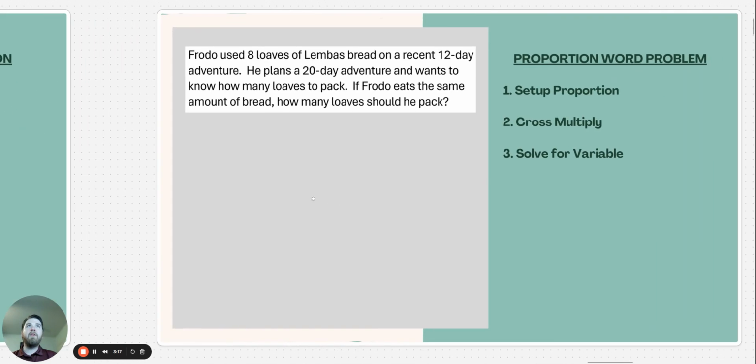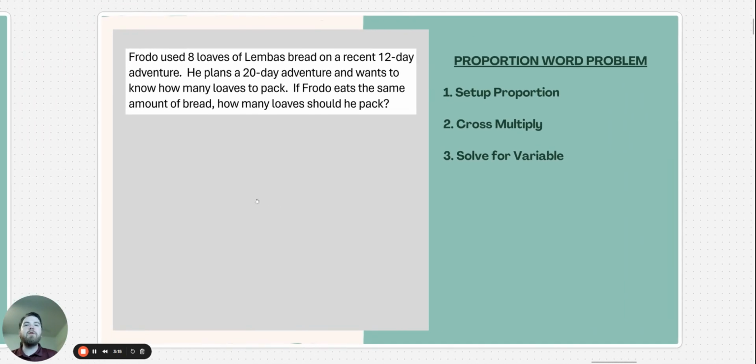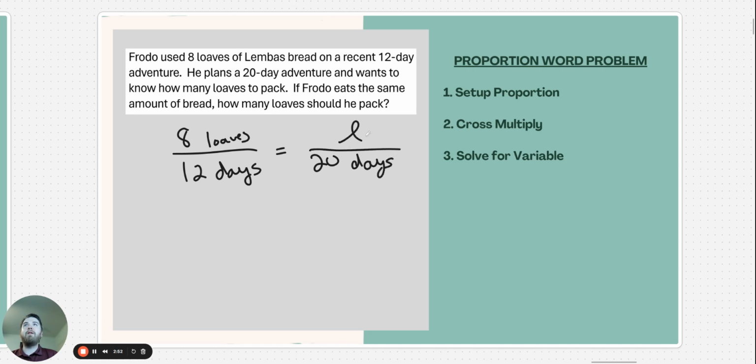All right, this in a real-world setting. Frodo used 8 loaves of lembas bread when he was on a 12-day journey. If he plans a 20-day journey, how many loaves of bread should he pack if he eats the same amount? So that's essentially what this is saying here. So we're going to set our proportion up. We're going to say 8 loaves is going to be for 12 days. And so he's planning on going on a 20-day journey here, or 20-day adventure. So how many loaves of bread? I'm going to say that my variable is just going to be L.